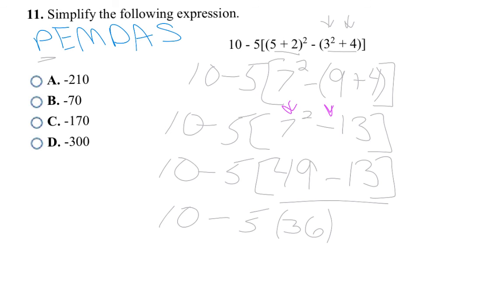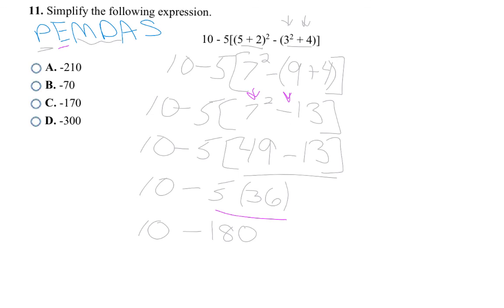So I now have E, which is exponents. I don't have any exponents left in this, so I don't need to do that step. Then I'm going to do multiplication and division left to right. I just have multiplication in this problem. So I'm going to do 5 times 36, which is 180. And I write down that minus 10 in front of it also. And then all I have left is subtraction. I do the addition and subtraction left to right. 10 minus 180 is negative 170, which is going to be my final answer, which is C.